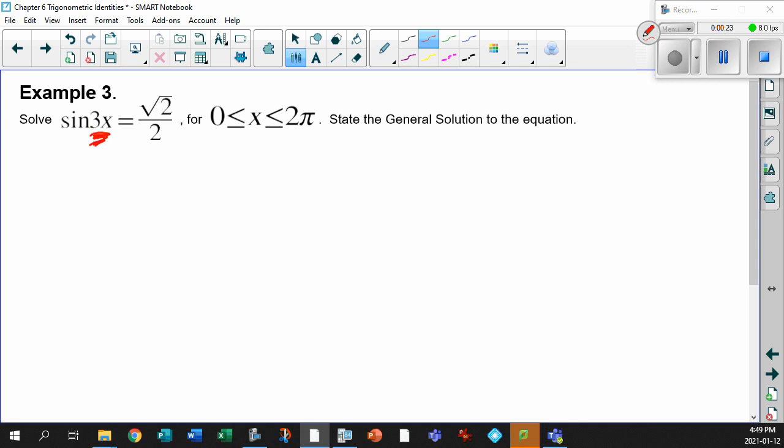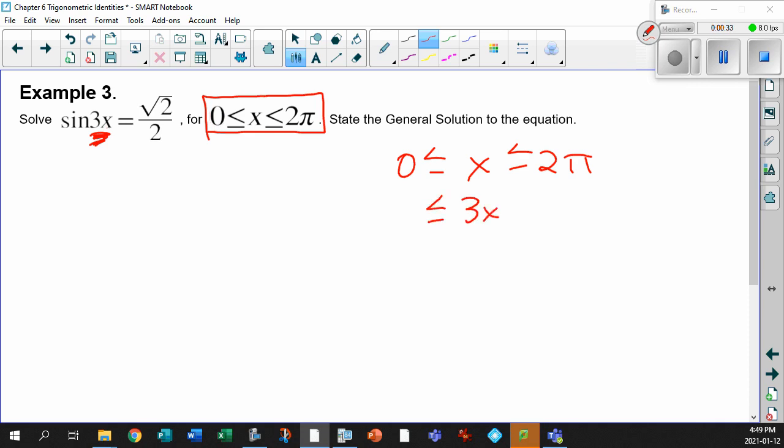Remember, this changes the domain because the domain is based on x. So this goes from 0 to 2 pi. Change the domain. This is now 3x, which means everything gets multiplied by 3. That stays 0. This becomes 6 pi. That's simple. Now, what does this mean? This means that you're looking at 3 rotations of the unit circle.